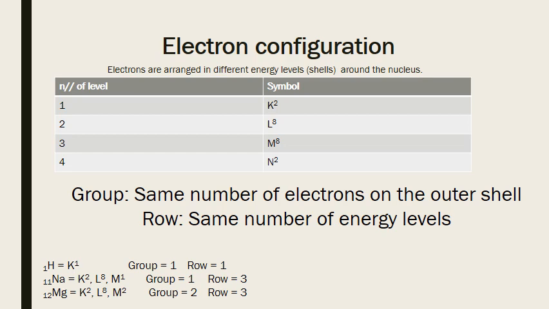Okay, it only needs 1 electron. It can fit 2, but we only need 1. So we write K1. So this is how we write the electron configuration.